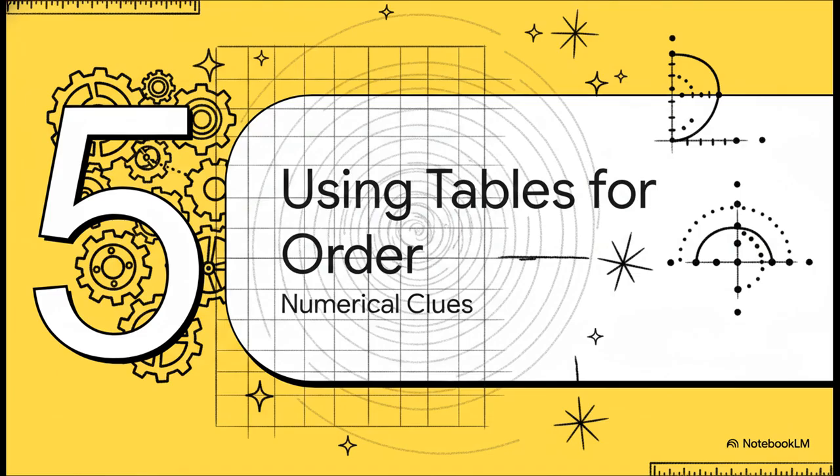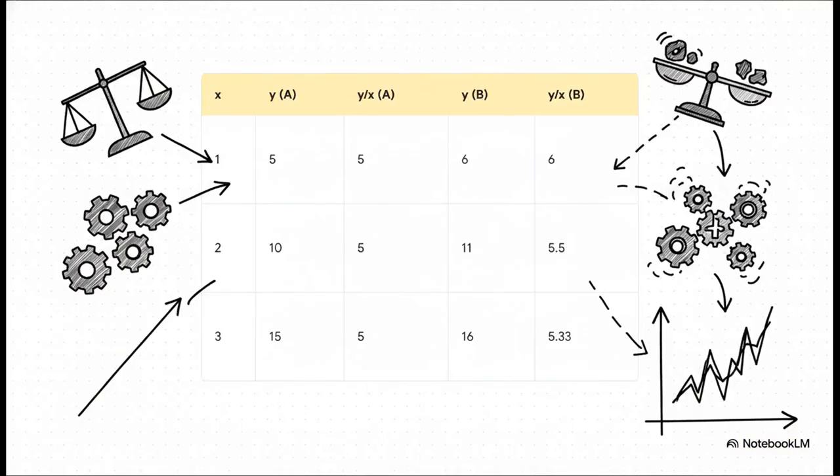Okay, Section 5, Using Tables to Find Order. Let's look for some numerical clues to uncover that divine order hiding purely in the data itself. Notice how Table A maintains this perfect, totally orderly, constant ratio. If we carefully divide y by x, so 5 divided by 1, 10 divided by 2, 15 divided by 3, we get exactly 5 every single time. That constant ratio right there proves it's proportional.